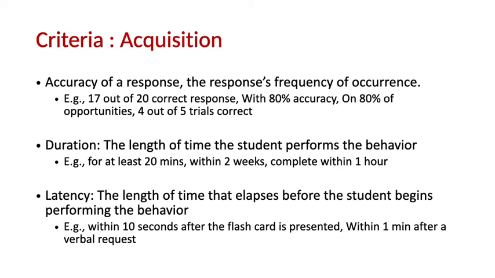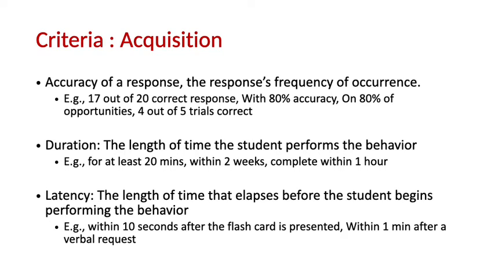Criteria is really easy. It's all about numbers. By having criteria, you can measure the student's behavior and determine whether the student has learned the behavior or not. You can describe criteria in different ways. The first one is accuracy of response, like frequency of occurrence.